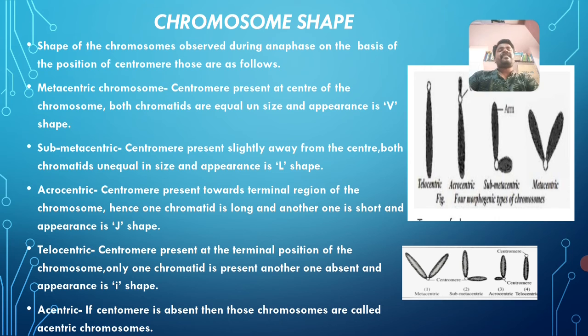And one more is there, that is the acentric. Acentric refers to chromosomes in which the centromere is absent. What are acentric chromosomes? Acentric chromosomes are those where there is no centromere present in the chromosome. These are the different types of chromosomes on the basis of their shape: one is V shape, another is L shape, another is J shape, and the last one is the I shape.